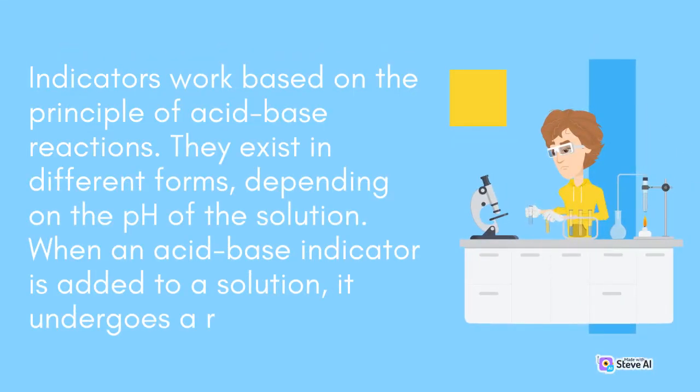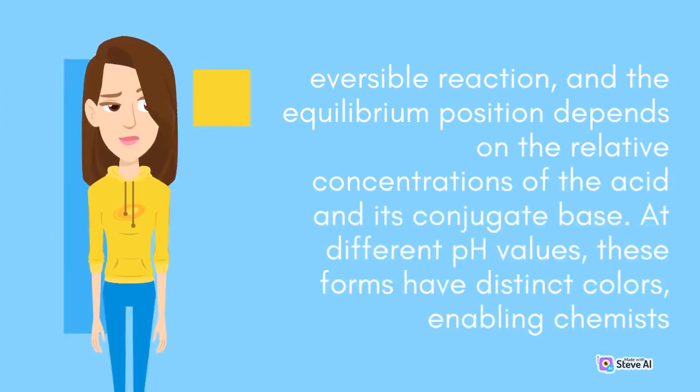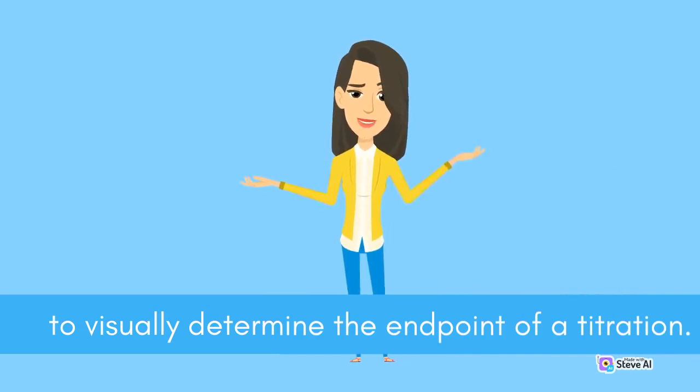Indicators work based on the principle of acid-base reactions. They exist in different forms, depending on the pH of the solution. When an acid-base indicator is added to a solution, it undergoes a reversible reaction, and the equilibrium position depends on the relative concentrations of the acid and its conjugate base. At different pH values, these forms have distinct colors, enabling chemists to visually determine the endpoint of a titration.